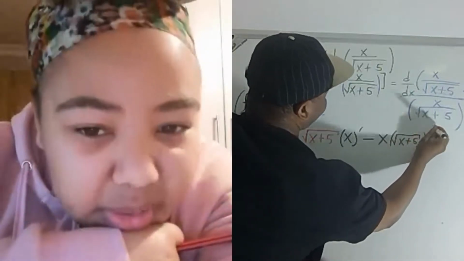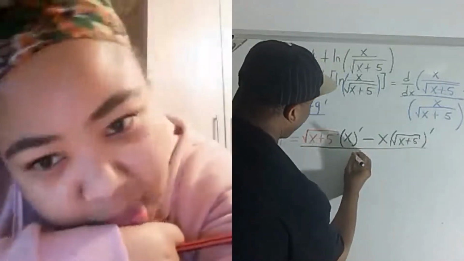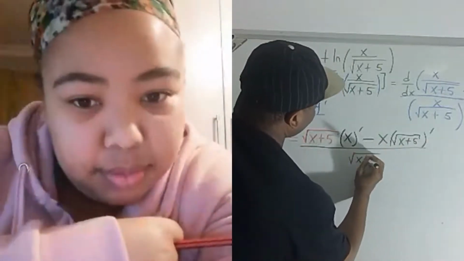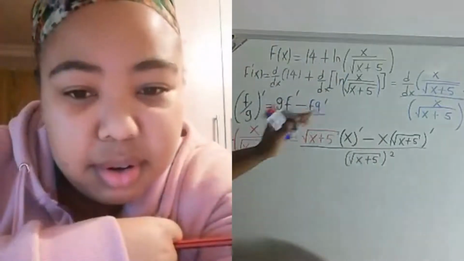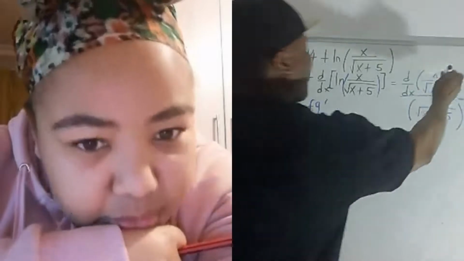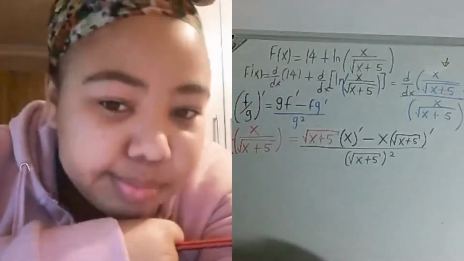Square root of x plus 5. And then you divide all that by the square root squared. We're going to simplify, get something smaller, and then we're going to come and plug in here.